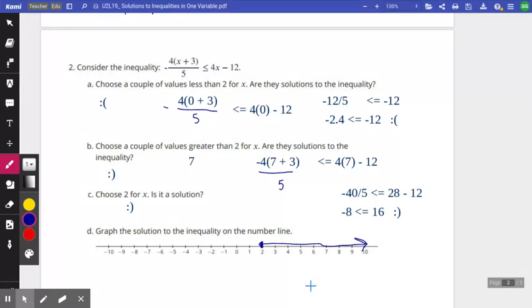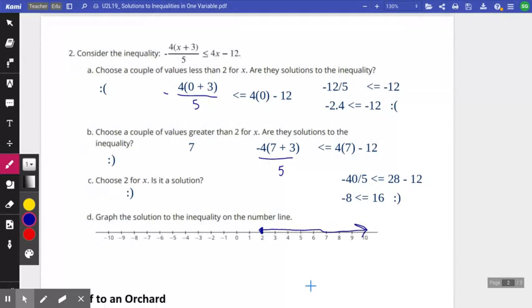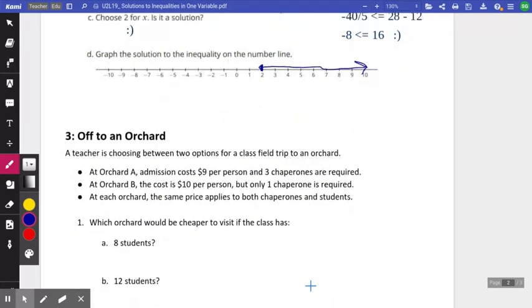There's one last strategy you can use when you're trying to identify a solution set, and we'll talk about that in this last activity here.